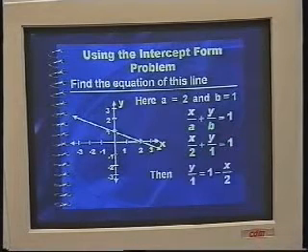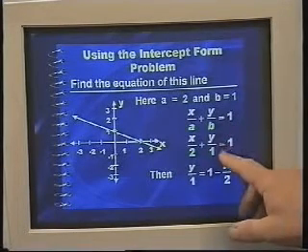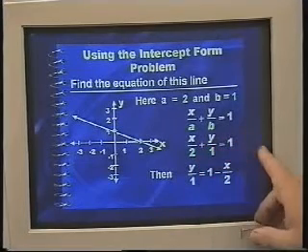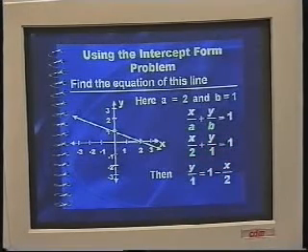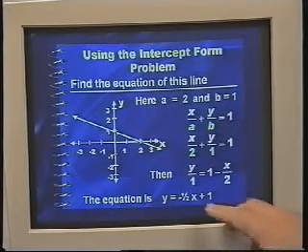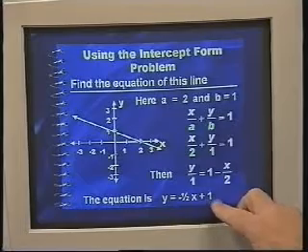We can do some algebra to clean that up a little bit, writing it as y equals 1 with x over 2 transposed to the right, and we end up with y equals 1/2 x with a negative in front, so negative 1/2 x plus 1.